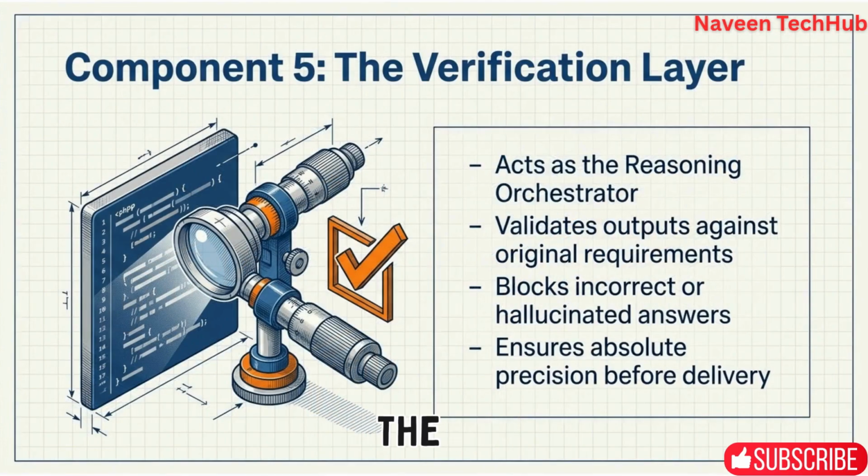Component 5 is the verification layer. This layer acts as the reasoning orchestrator, validating outputs against initial requirements. It blocks incorrect or hallucinated answers, ensuring absolute precision before final delivery.